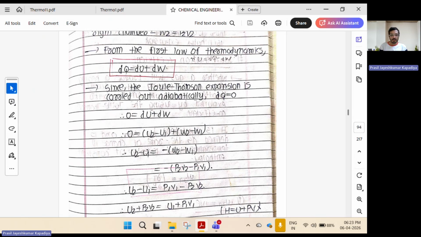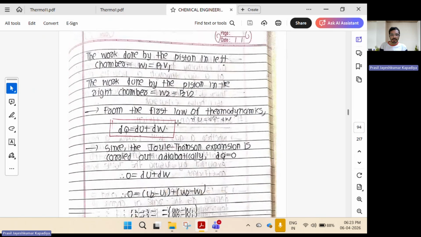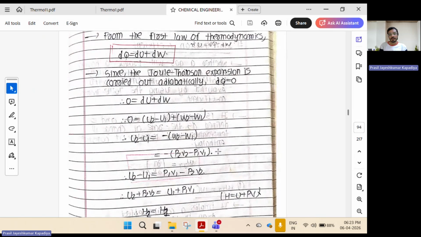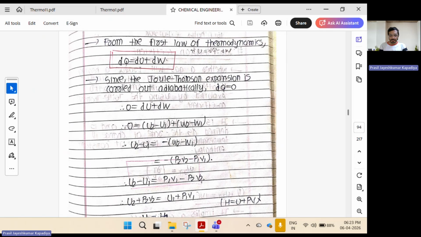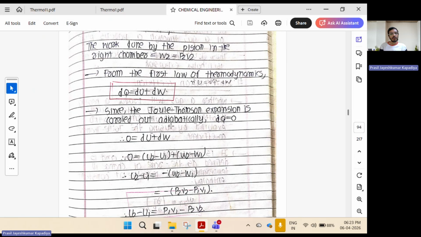So if I'm taking W2 positive, meaning work done by the system will be minus P2 V2 here and P1 V1 here, we anyway end up at the same expression, that is U2 minus U1 is equal to P1 V1 minus P2 V2. Okay, let's not fall into these sign things, work done by the system positive or negative. We have this dq is equal to dU plus dW from the first law of thermodynamics.